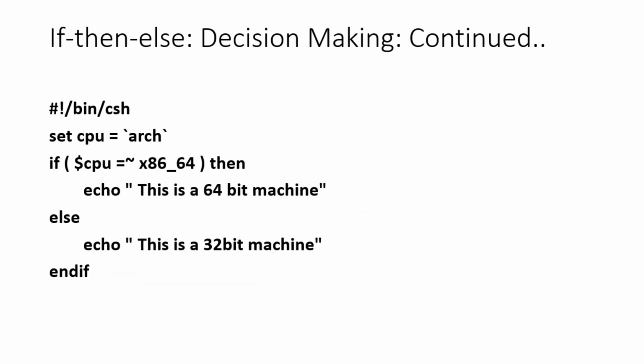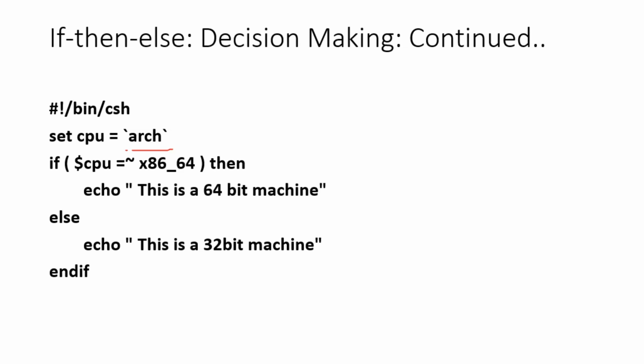Let us look at another example. There's a Linux command called arch. The command instantly tells you if your system is 64-bit or 32-bit. You need to know this information because 64-bit applications will not run on 32-bit Linux boxes. The output of the arch command is the value of the variable CPU.